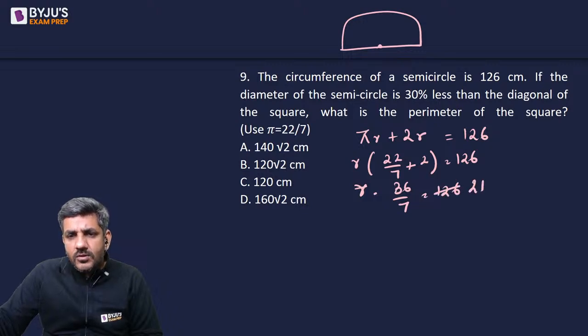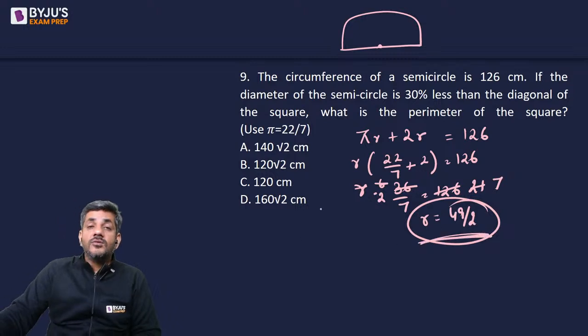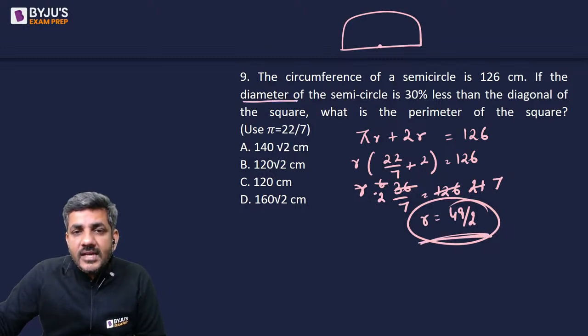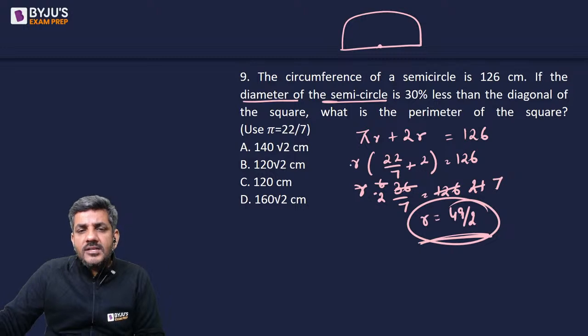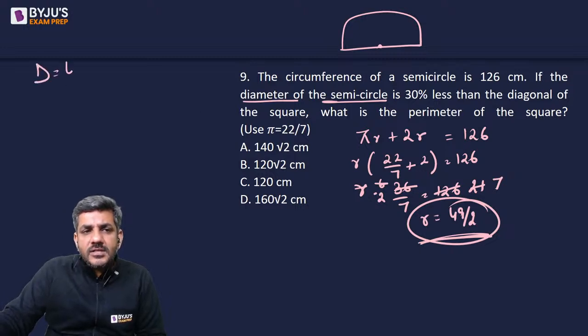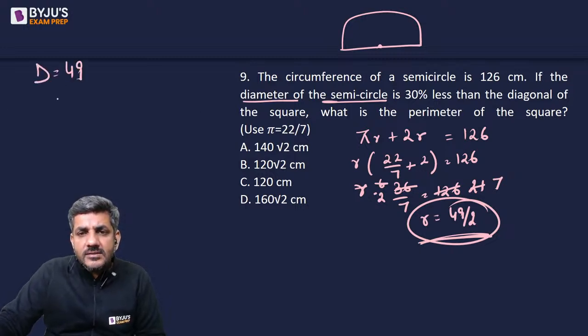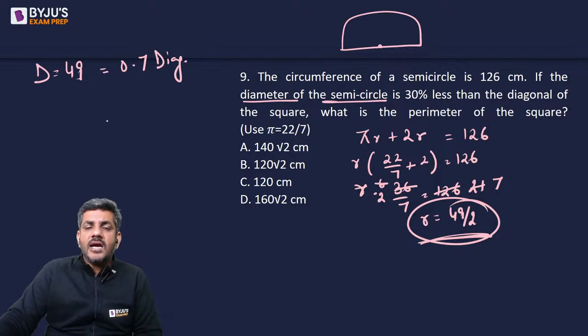6 cancels out with 21, and 3 cancels out with 2 and 7. I get r is equal to 49/2. He says the diameter of the semicircle. If r is 49/2, the diameter of the semicircle is 49, double the radius, and it is equal to 30% less than the diagonal of the square.